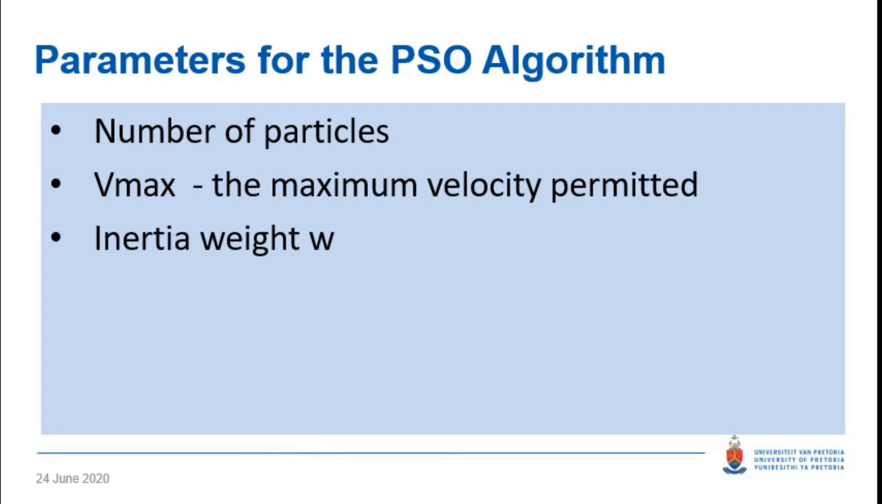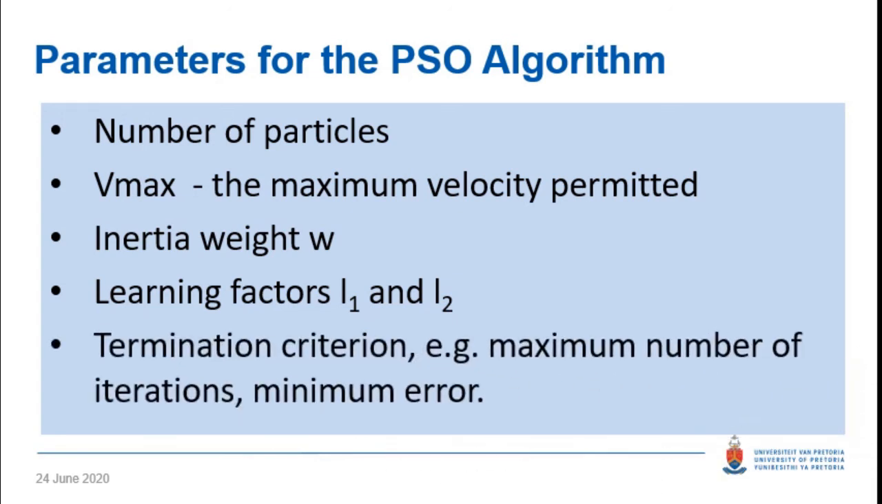We spoke about the inertia weight W. That again, you can randomly choose values and you can play with values given different intervals, or alternatively, you can use quite a complicated equation to give you an initial inertia value. L1 and L2 are learning factors, so these are also parameters that need to be set. And then lastly, like with your GA, you have some termination criterion, and common criteria used are things like the maximum number of iterations and minimum error, etc.